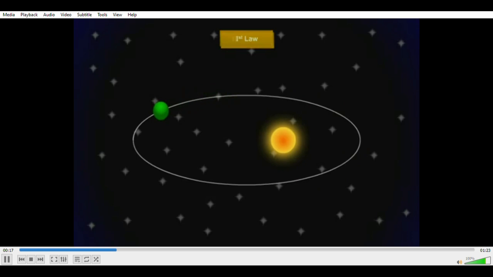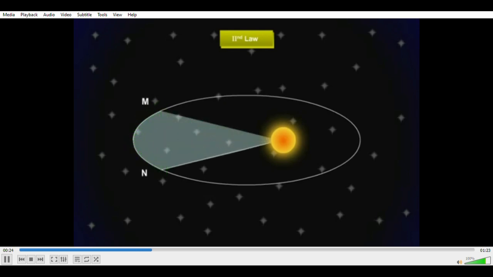Now let's move to Kepler's second law. Look at the figure carefully. The line joining the planet and the Sun sweeps out equal areas in equal intervals of time. So you see that? These two areas are equal.